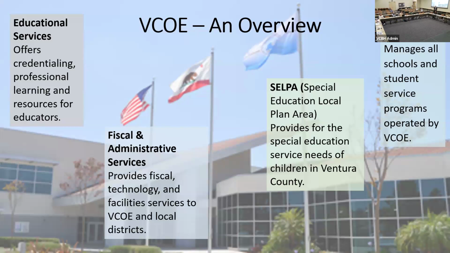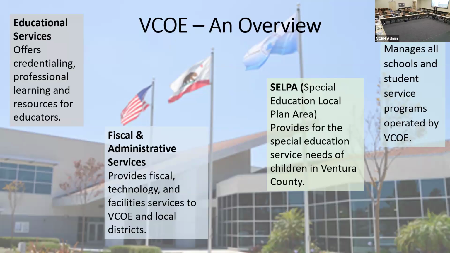Just so you get a picture of what constitutes the services at VCOE, you can see educational services, which is the branch to which my department belongs, Comprehensive Health and Prevention Programs. We also have fiscal and administrative services. There's a SELPA, which is our Special Education Local Plan Area. That is another division of VCOE. And the final component of VCOE services is summarized with student services. So all represented there, all four pillars, four branches.